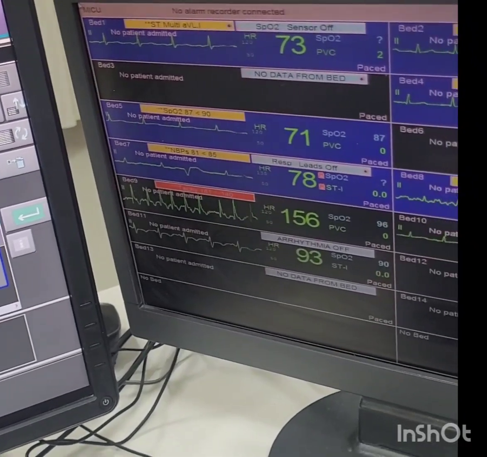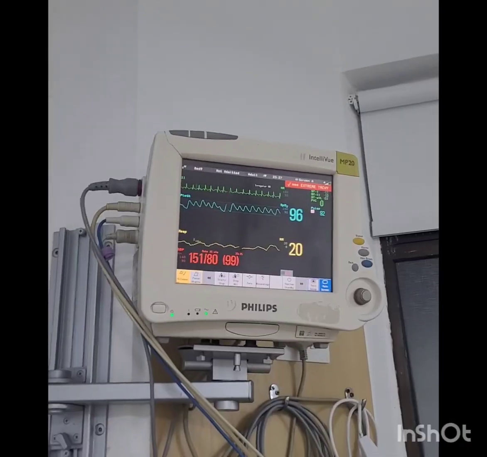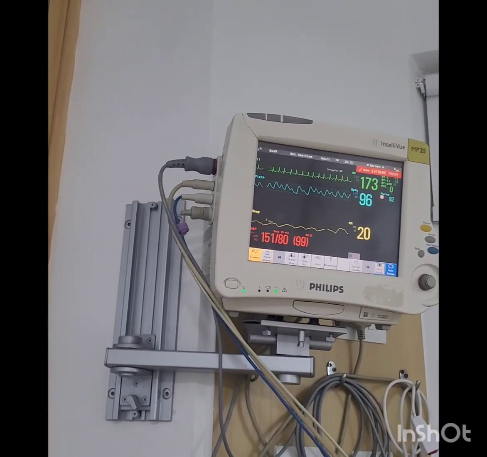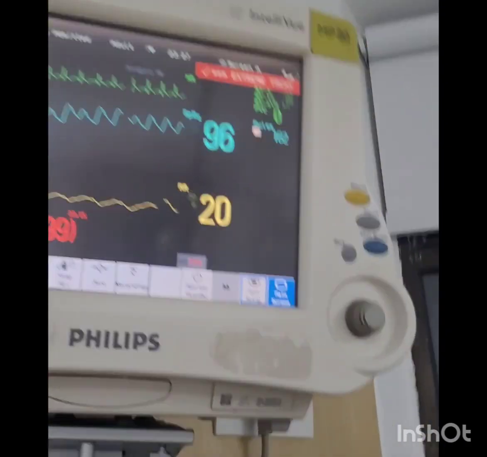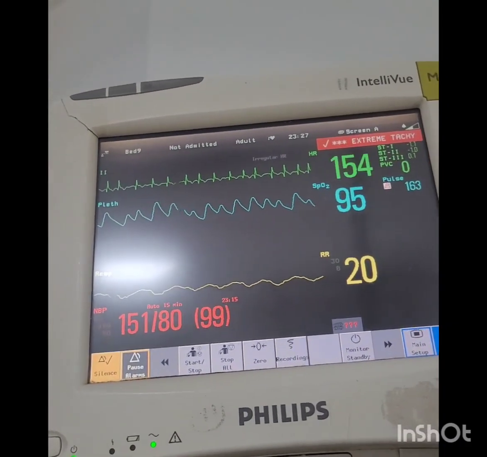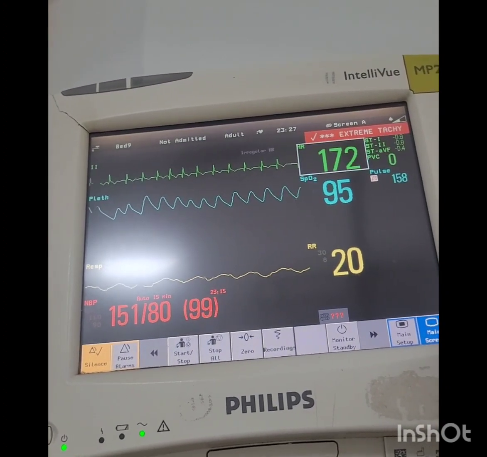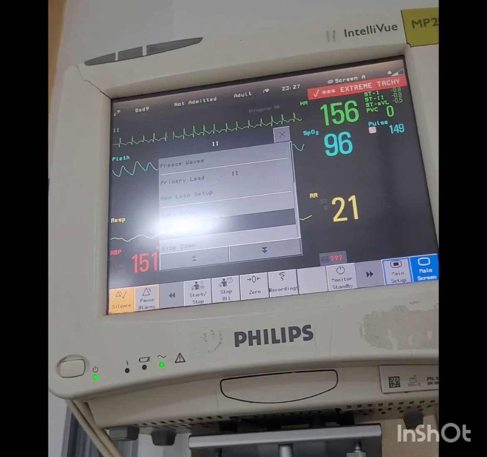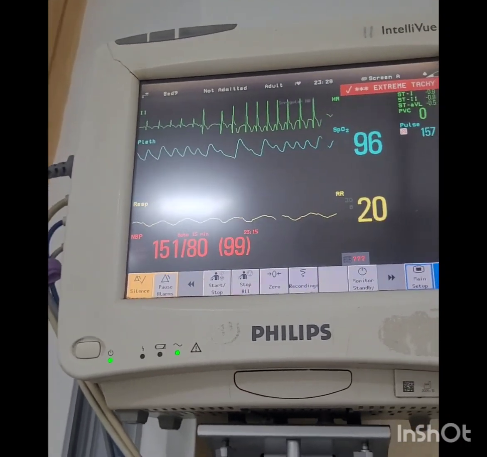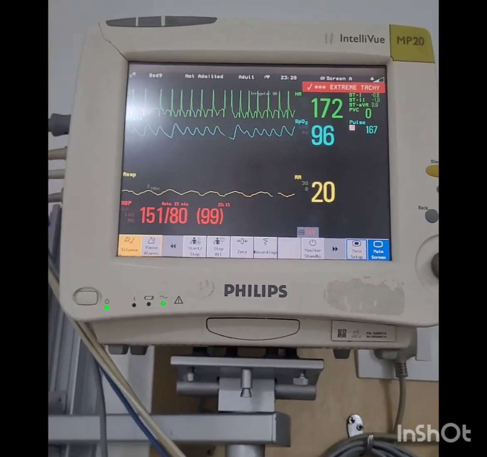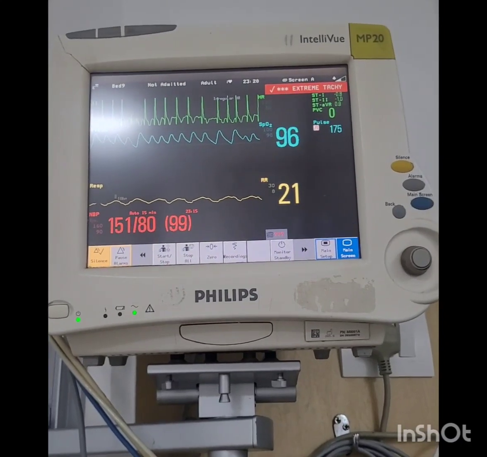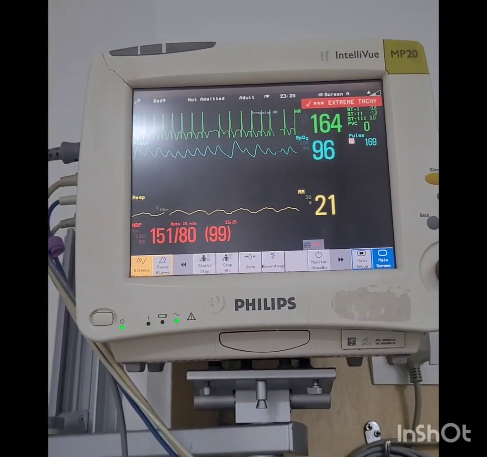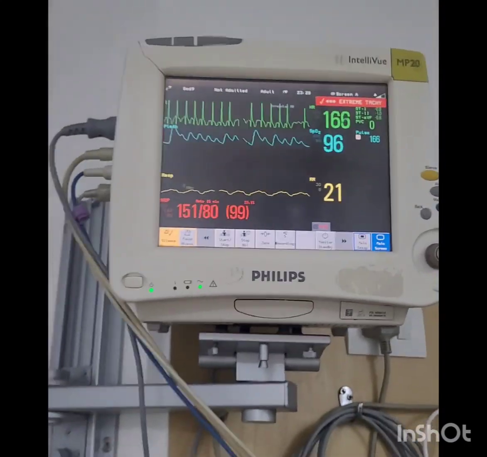So I saw in the central monitor that the patient is having AF. I went to the patient and there was AF with fast ventricular rate with hemodynamic stability. The patient was not a known case of AF. So it is AF of less than 48 hours with hemodynamic stability. So we can give rate control as well as rhythm conversion drugs.